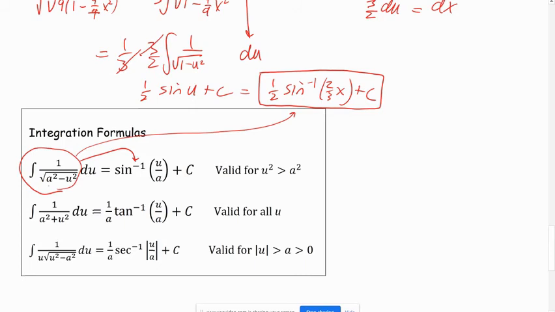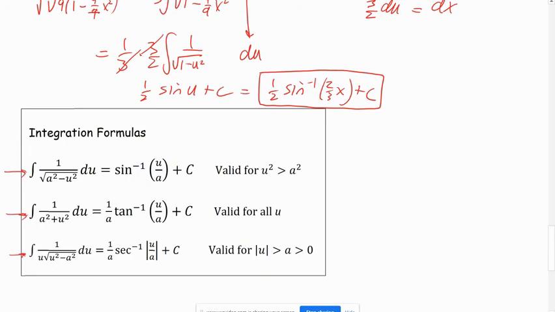And so this formula here, we see the result of that in this problem. See how we originally had 9 minus 4x squared, and so our a was 3 and our b was 2, and so that ended up with u over a, which is our u in this case would be 2x, and so we ended up with 2x over a, where again a is 3. So you can use these formulas, or you can just do the substitutions like we did in examples A, B, and C above.